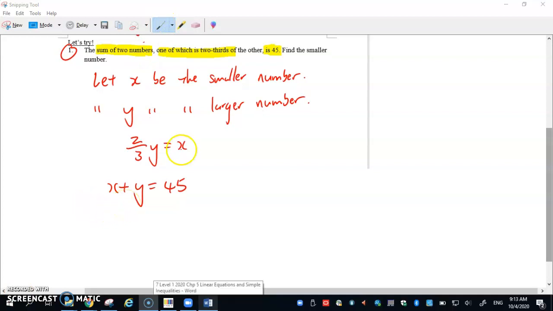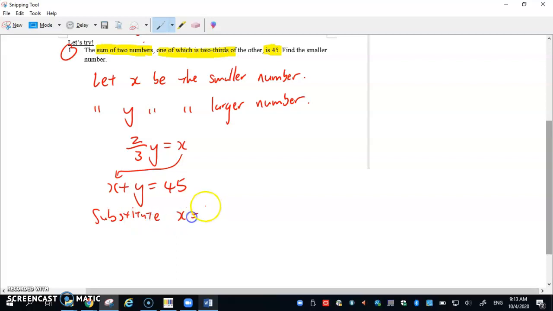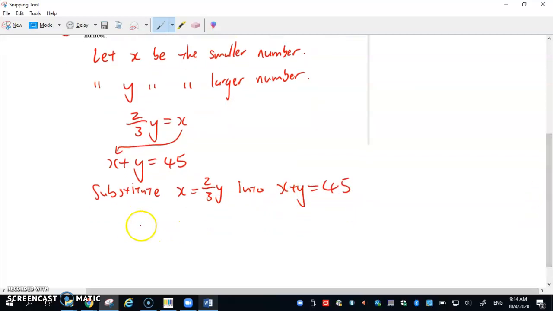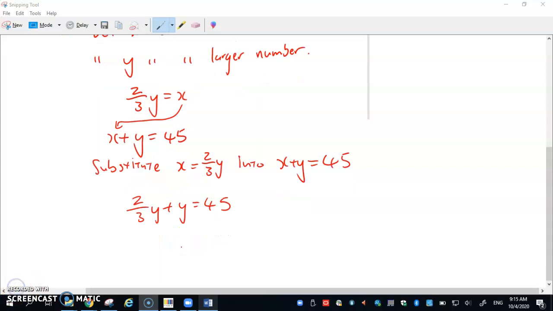So right now, what I do is, I will substitute x into here. Substitute x equals 2/3y into x plus y equals 45. And what we get? 2/3y plus y equals 45. Okay, so this will give us 5/3y equals 45, and therefore y is equal to 45 over 5/3.